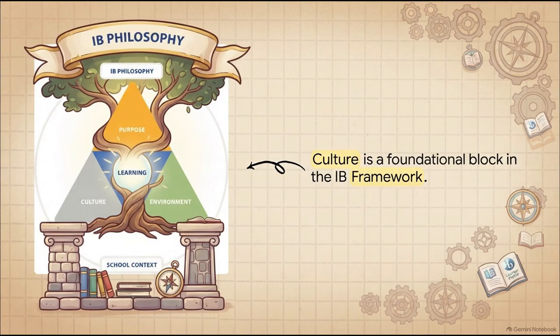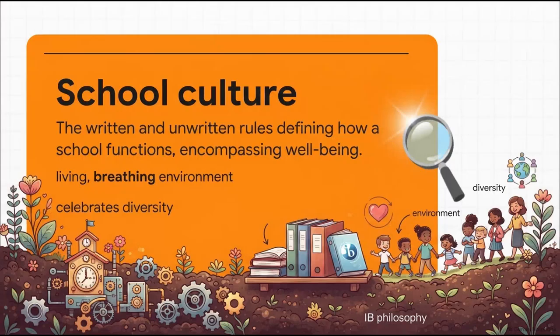What this tells us is that you simply cannot separate your school's learning outcomes from the culture that surrounds them. They're entirely interdependent. So before you can honestly rate your culture for the self-study, you've got to ask, what does the IB actually consider culture to be?